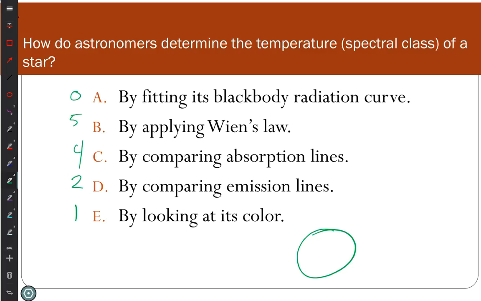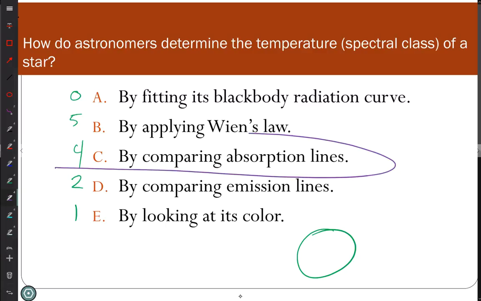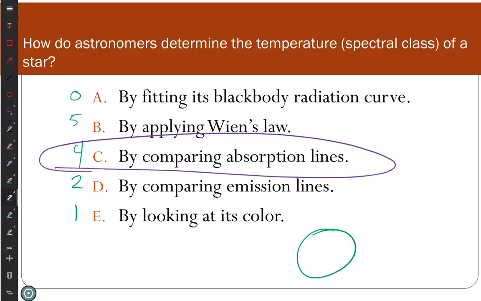And then if you look at the atoms in the atmosphere, because they're close to the source, they're going to be absorbing energy from that. And so what we're going to see is the absorption spectrum because of the way we're viewing it. If we viewed it a different way, we'd get the emission spectrum. It would give us the same information. But because of the way we're observing it, it's the absorption spectrum. So the correct answer here was by comparing the absorption lines. But that's simply from the way we're viewing it.